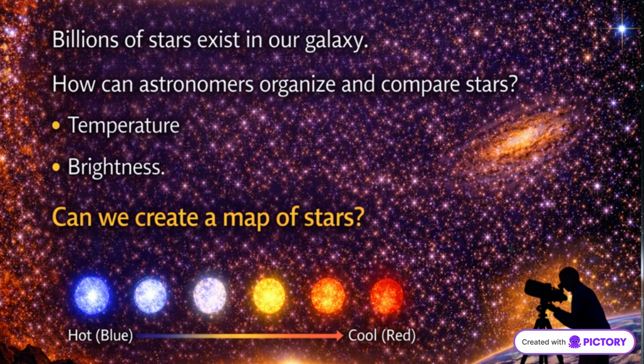Our galaxy contains billions of stars. To study them effectively, astronomers need a way to organize and compare them. Two key properties are used for this purpose: temperature and brightness. This raises an important question. Can we represent stars on a map using these properties?